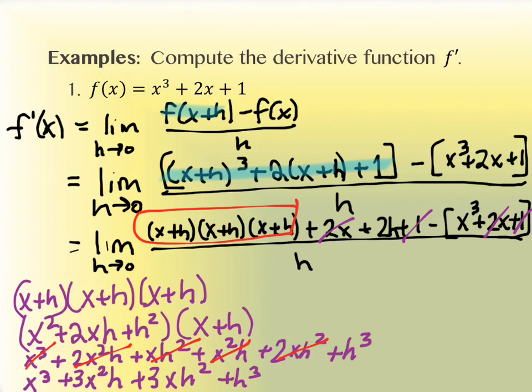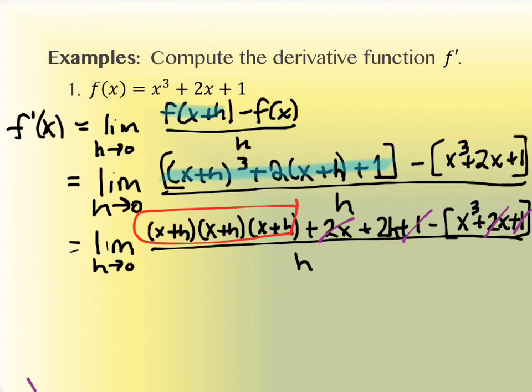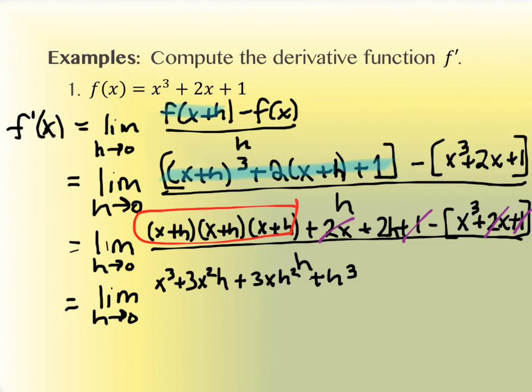Okay, now I need more space on the screen, so I'm going to just erase what I've done down here, the scratch work in purple. Does everybody have it before I erase it? All right. So the part there in red that we just found out is x cubed plus 3x squared h plus 3xh squared plus h cubed. And then I've still got this 2h. So I've got plus a 2h, and I've got minus an x cubed that's there at the end.